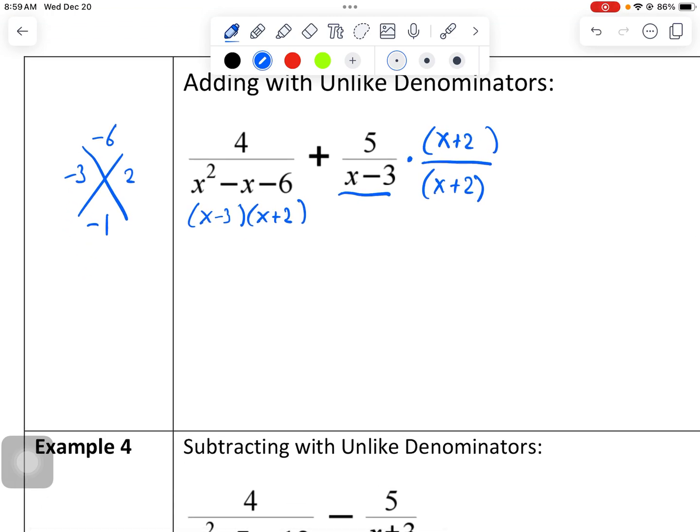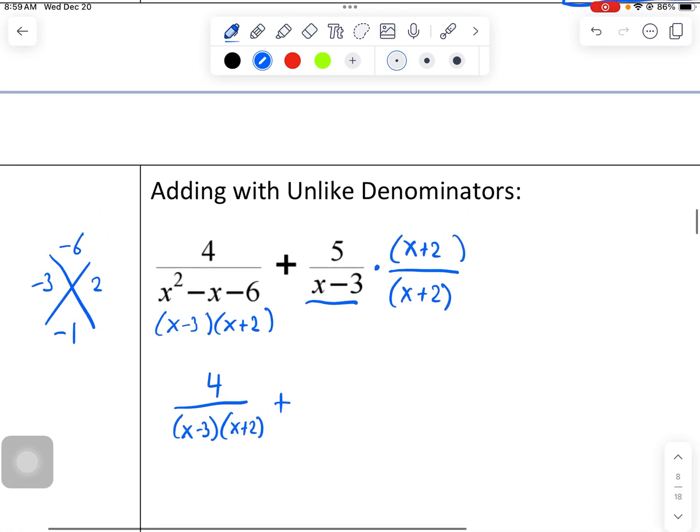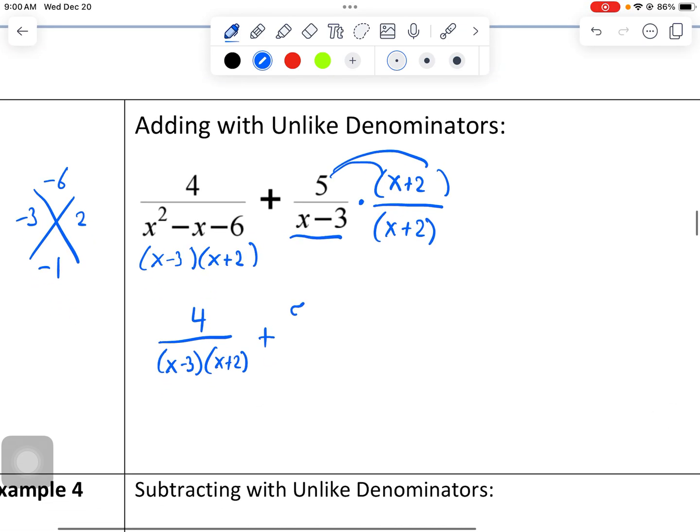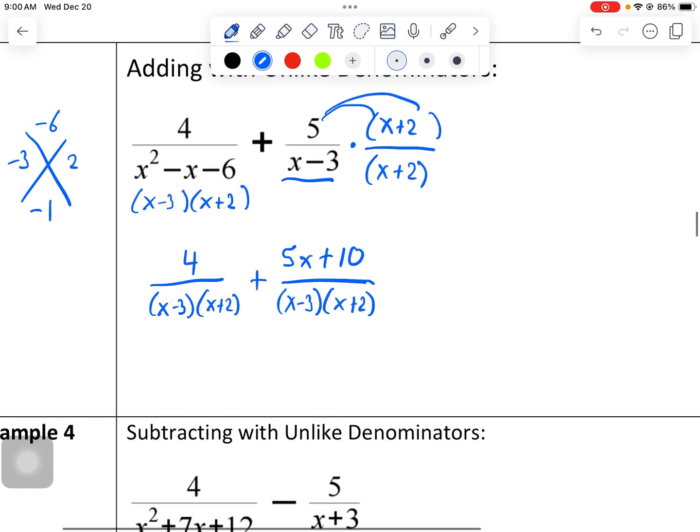Okay. Now, we don't have to change anything on the first fraction. That one's good to go. I am going to leave it in factored form, though. I'm going to leave it as x minus 3, x plus 2. Now here, be careful because you have to distribute the 5. It's affecting both the x and the 2. So this becomes 5x plus 10 over, again, leave this in factored form. So it's x minus 3, x plus 2, because that way you can see that you have a common denominator.